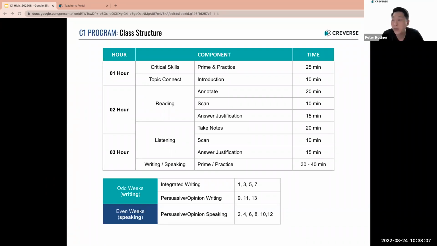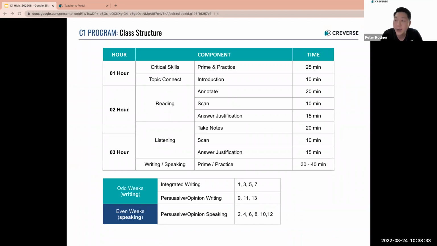odd weeks, weeks 1, 3, 5, 7, 9, 11, and 13 will all be writing lessons, and then even weeks will be speaking lessons. For the writing lessons, because for this term's achievement test, students will be required to do the integrated writing, they've actually implemented that and put that into the lesson. It actually works out really well, and I'm going to show you how you can also help them with their homework, as well as how to implement the integrated writing if you're not familiar with it, okay?